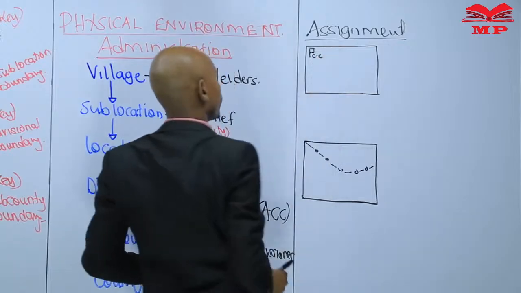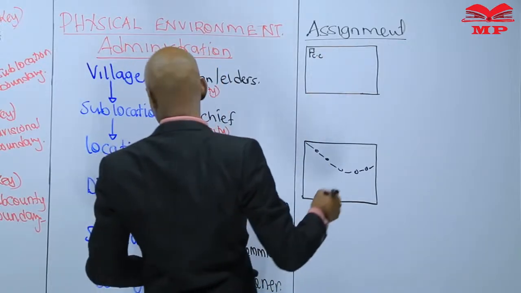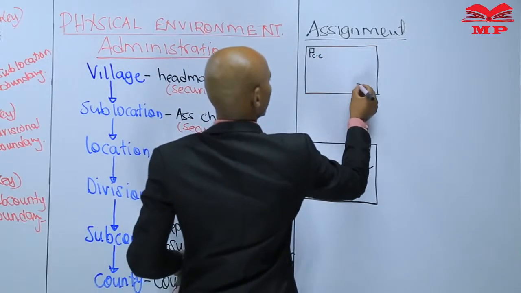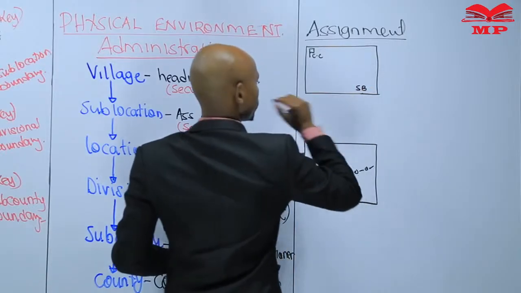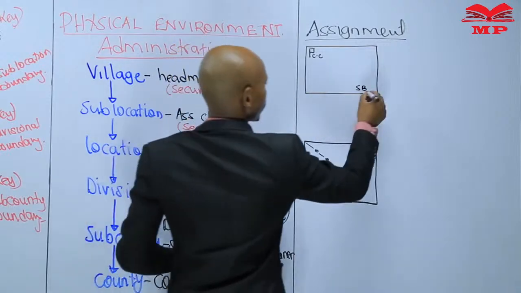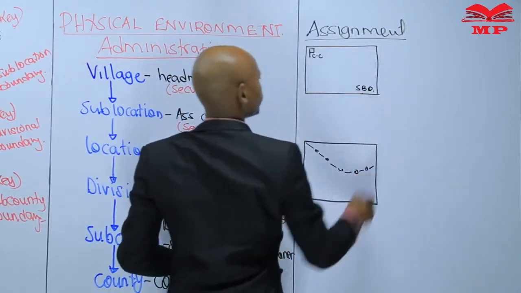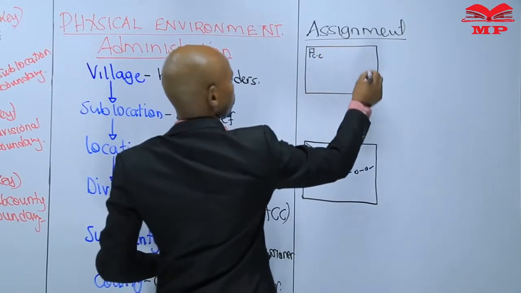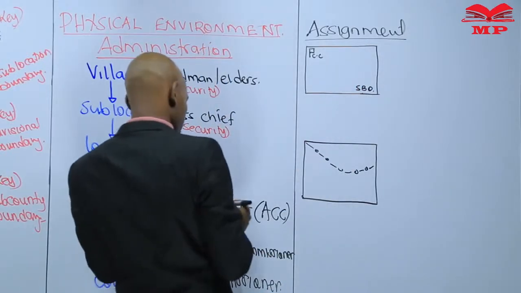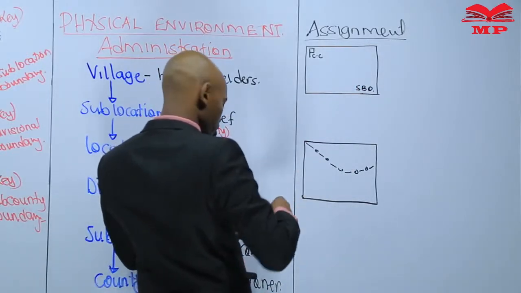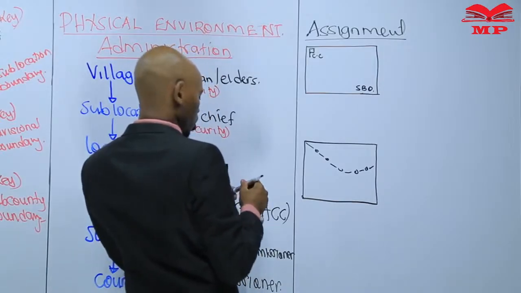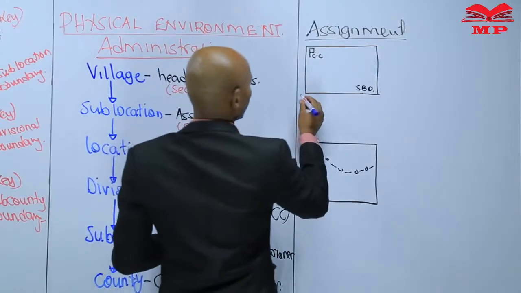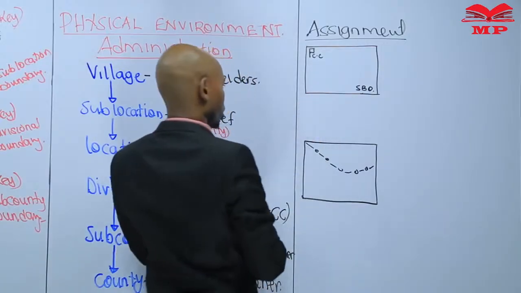a chief camp there and a sub-county office there. Chief's camp, sub-county office there. And your simple question will be, here, let me use red.